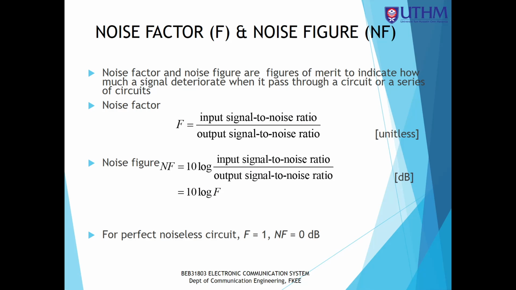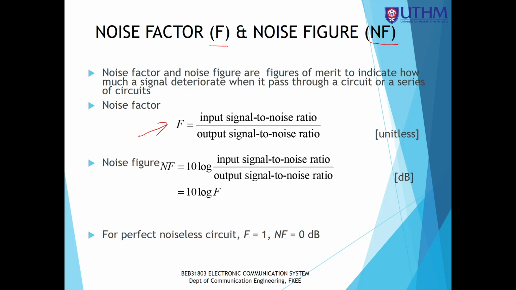This is the noise factor, F. The symbol is F, and also noise figure, the symbol is NF. This is the core topic in chapter 2. This is the most important; starting from here is the most important part of chapter 2. It is about the noise factor. F is equal to the input SNR divided by the output SNR.